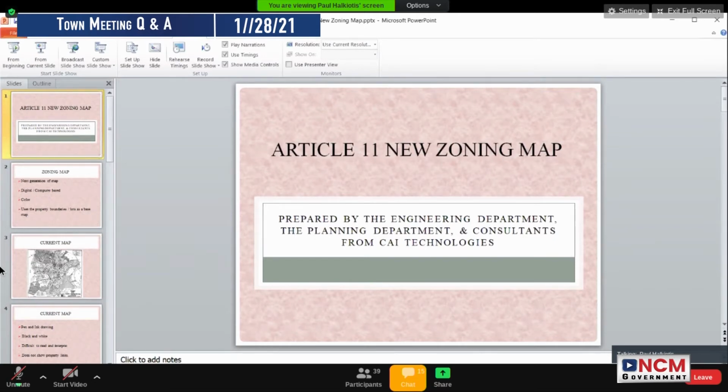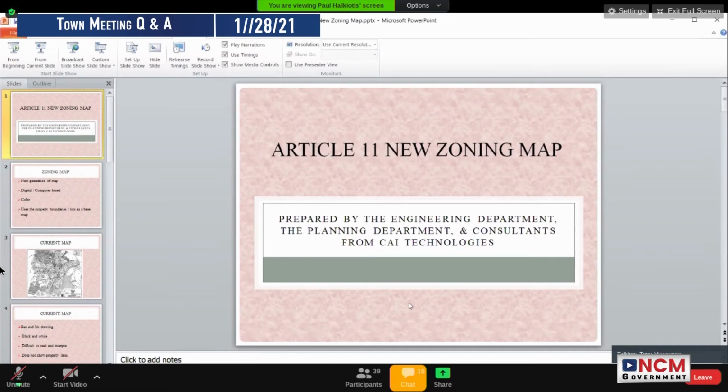We were going to do a program at the library last fall to show off our new GIS and how it was going to work, and we ended up getting sidetracked, and then the pandemic happened. But we will get together at the library and offer some programs for the residents to see how they can go on to the town's website and utilize the GIS that's available to them.